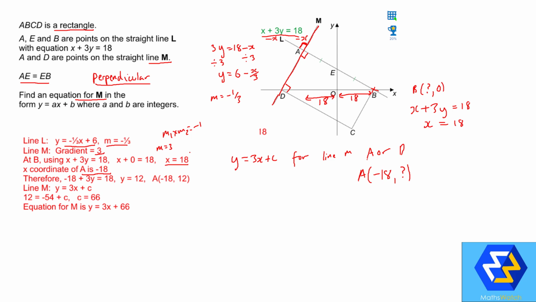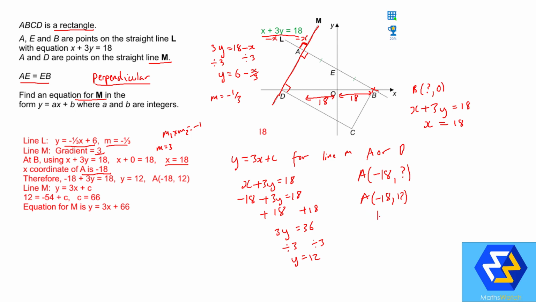Okay, so let's think, -18. We've got the equation here, x plus 3y equals 18. We know the x coordinate of A is -18, so we can substitute that in. -18 plus 3y equals 18. Let's plus 18 on both sides. So you get 3y equals 36. Divide by 3, divide by 3, so y equals 12. So we know A is (-18, 12).